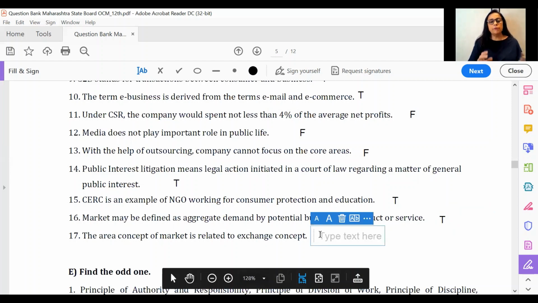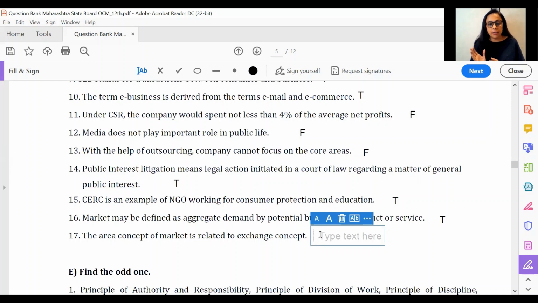Area concept. We have two topics in the chapter of marketing. One is the concept of markets, and other is types of markets. Types of markets, as you know, has been deleted. Under the other concepts, one of them is area concept, another is exchange concept, and this is a true statement. Area concept is related to the exchange concept.